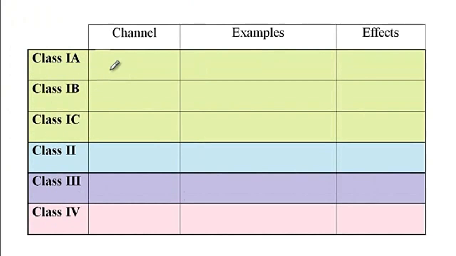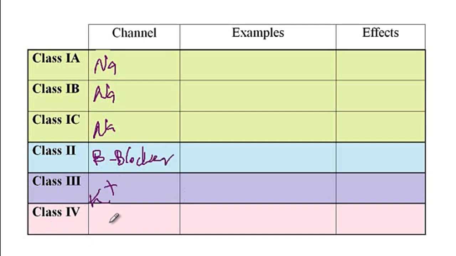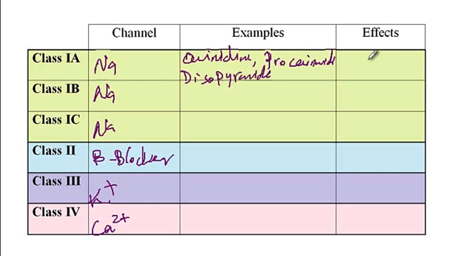So class 1 antiarrhythmics act on the sodium channels. Class 2 is a beta blocker. Class 3 inhibits the potassium channels, and class 4 is a calcium channel blocker. So examples of class 1A include quinidine, procainamide, as well as disopyramide.